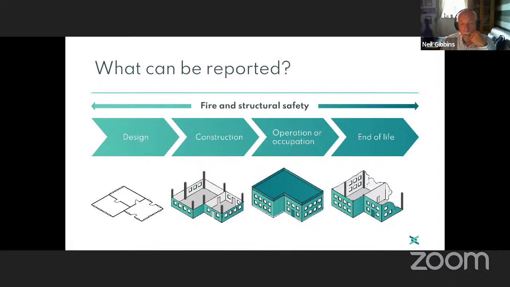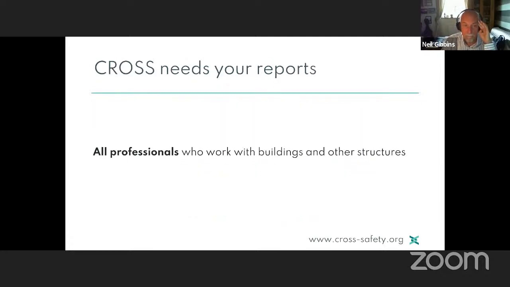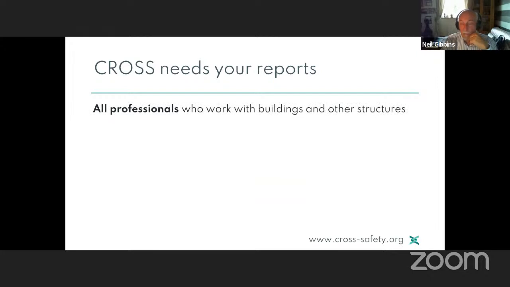Just the life cycle of a building and the whole of it, including demolition, can offer opportunities for reports to be submitted. We need reports. It's the food that feeds the beast, and we need to convince the sectors. I've not mentioned yet the numbers, but in the first year, back in 2005, when the Structurals created CROSS, they had eight reports in that first year. We're now up to well over 1,000.